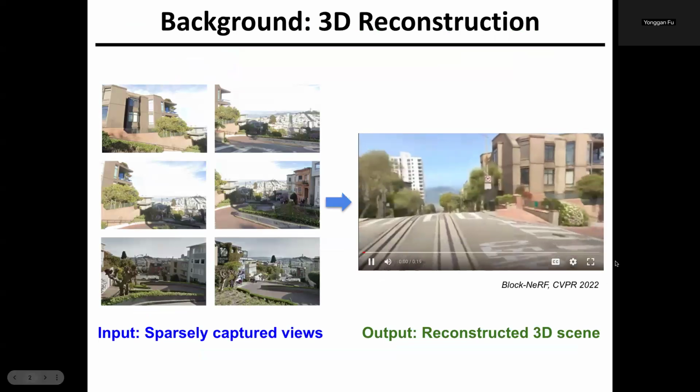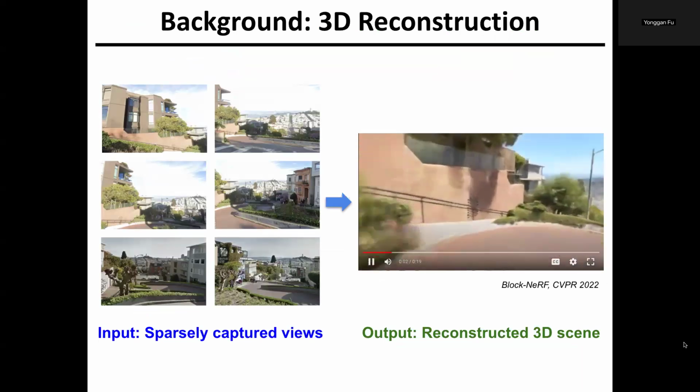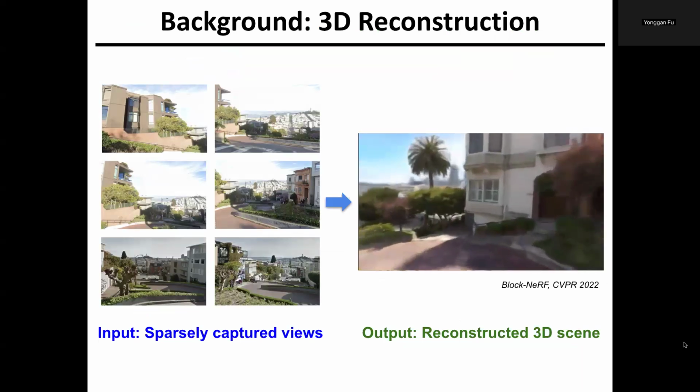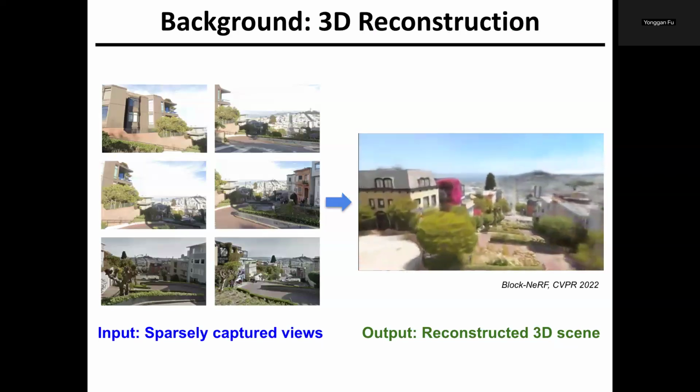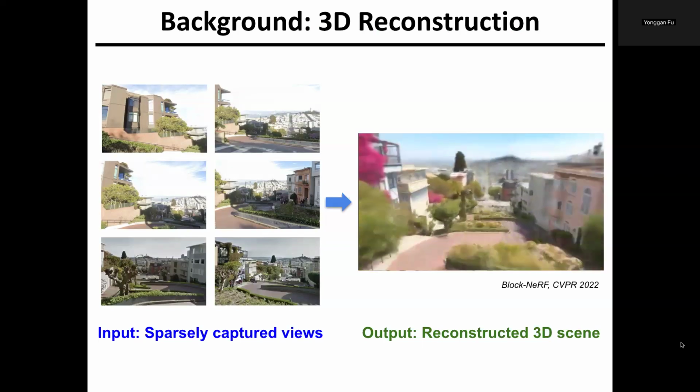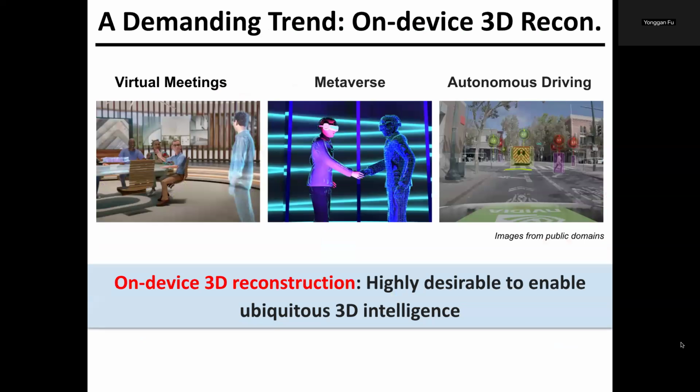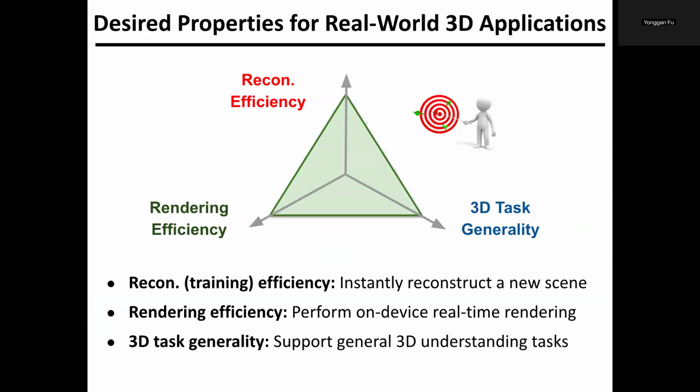We know that 3D reconstruction is a widely adopted technique that takes a sparse set of 2D views as inputs to reconstruct a 3D scene. Motivated by the recent advances in 3D reconstruction, there is a growing demand for on-device 3D reconstruction in applications like virtual meetings, metaverse, and autonomous driving to enable ubiquitous 3D intelligence. To achieve this goal, an on-device 3D reconstruction solution is required to possess the following properties.